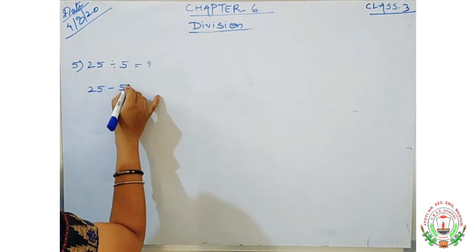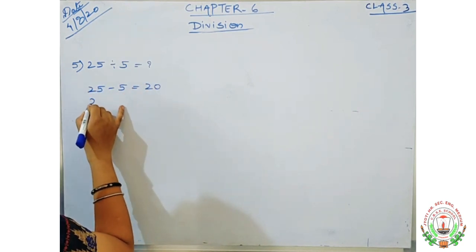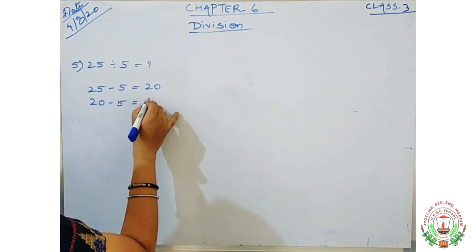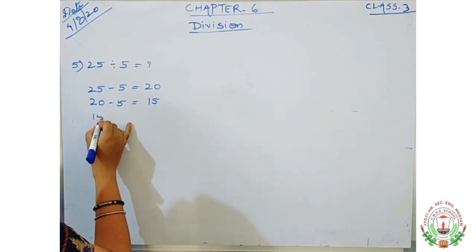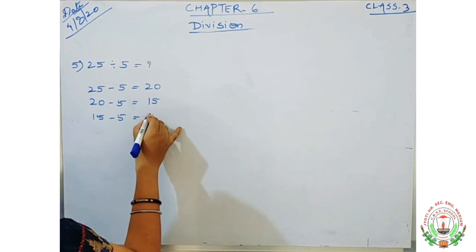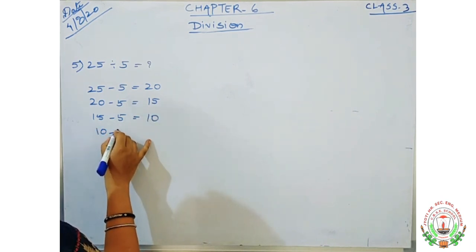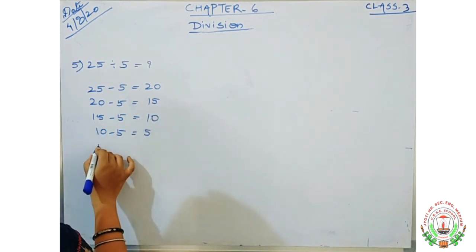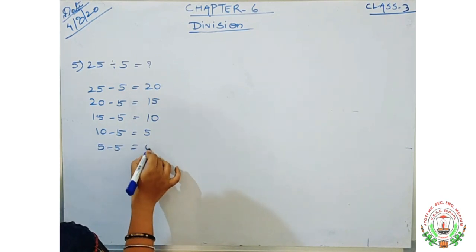25 minus 5 is equal to 20. 20 minus 5 is equal to 15. 15 minus 5 is equal to 10. 10 minus 5 is equal to 5. 5 minus 5 is equal to 0.